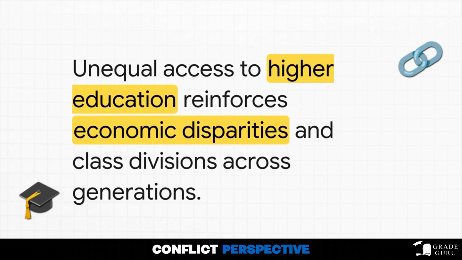So from a conflict perspective, when a wealthy kid gets into a top university because of legacy admissions or access to fancy tutoring, that's not just a lucky break. That's the system working exactly how it was designed to, reinforcing those class divisions and passing that privilege down from one generation to the next.